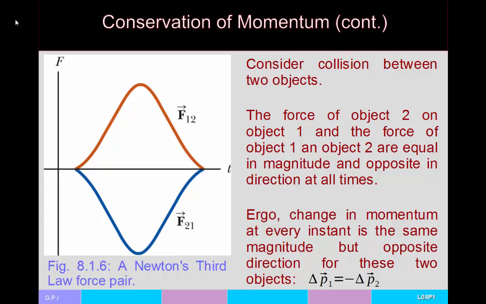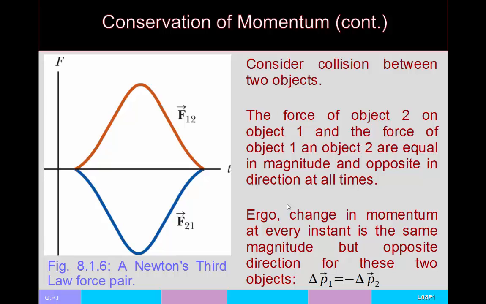We can see that visually by looking at a Newton's third law force pair. So Newton's third law, of course, says F12 is negative F21. So that's what this is showing. As this force is positive, this one gets a negative direction, and this magnitude matches no matter where you go here. So collectively, what that means is if you have two objects which interact, the change in momentum for the first object is equal to, but in the opposite direction of, the change in momentum for the second object.